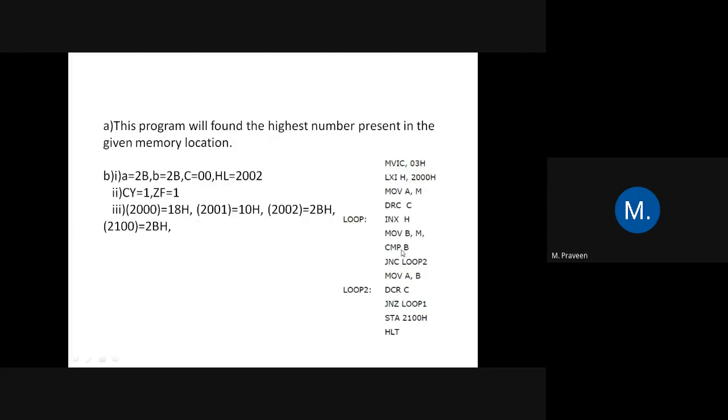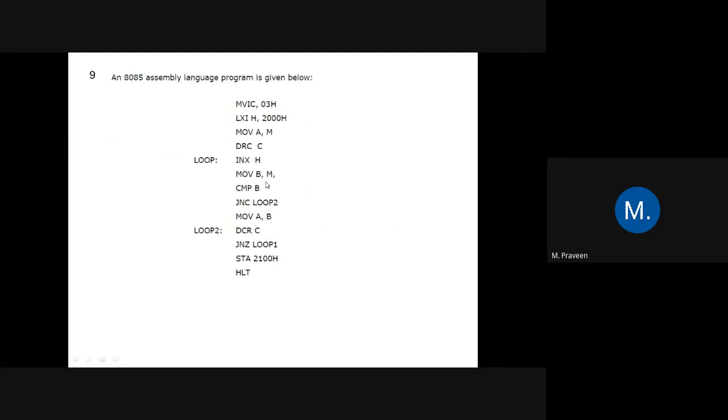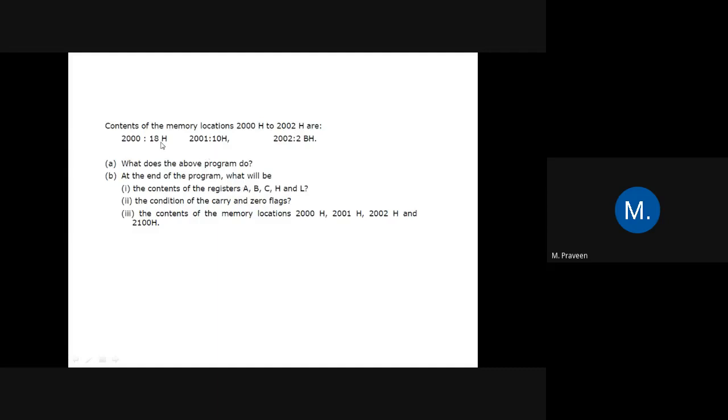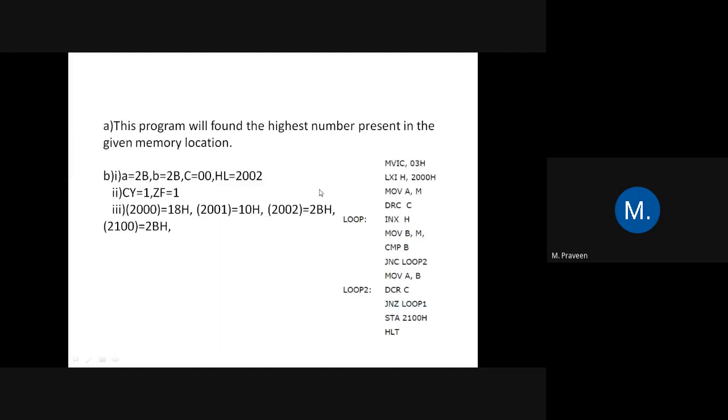Now again you have to compare B with A. The A value is already 18, and now the B value is 2B. So comparing, the A value is 18 and the B value is 2B. If it is no carry, then the program will jump ahead. According to the instruction, it is no carry.